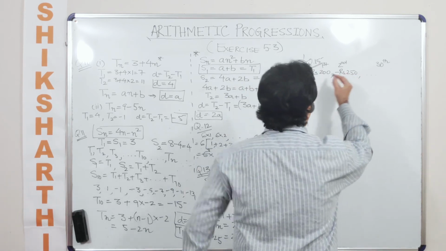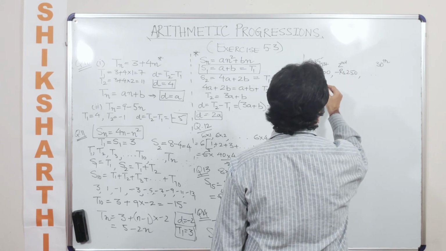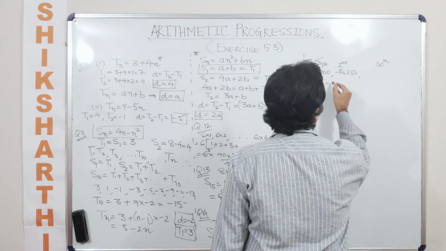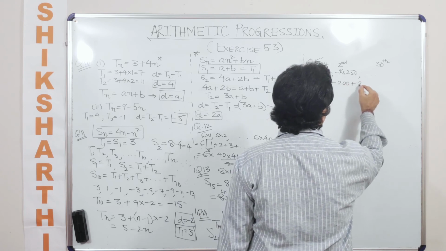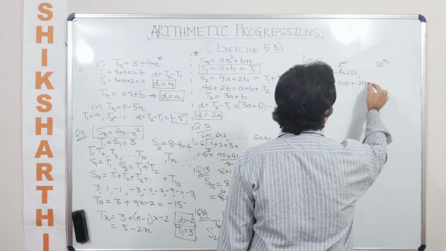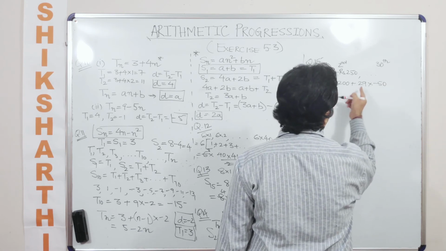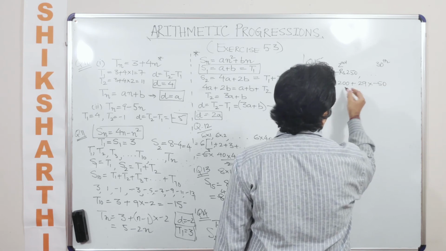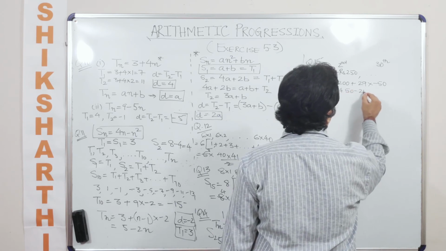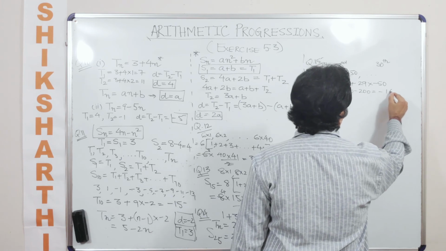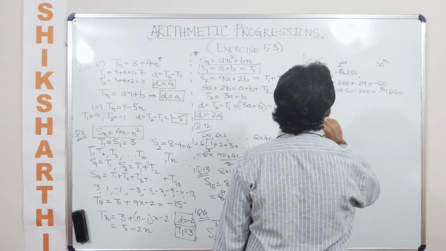Okay, so can I find out the 30th term? This is just like saying first term, second term, third term. So the 30th term will be A, which is 200, plus n minus 1, which is 29, into d, which is 50, which comes out to be, how much is this? So 1650 rupees is going to be the penalty on the 30th day.